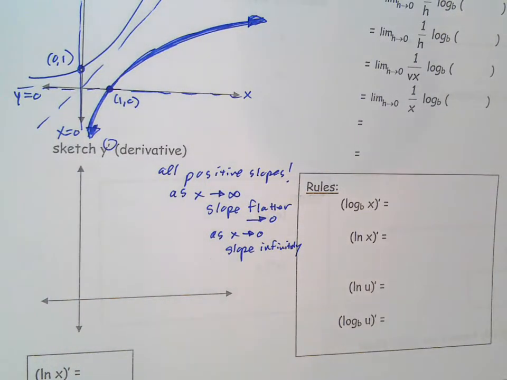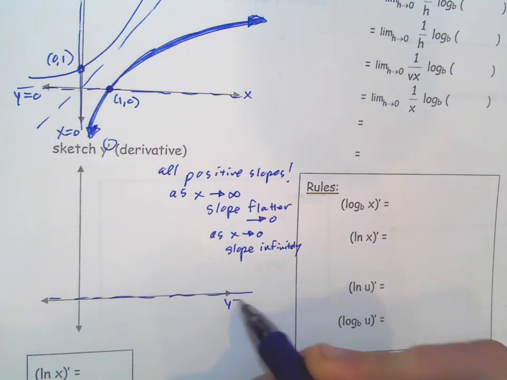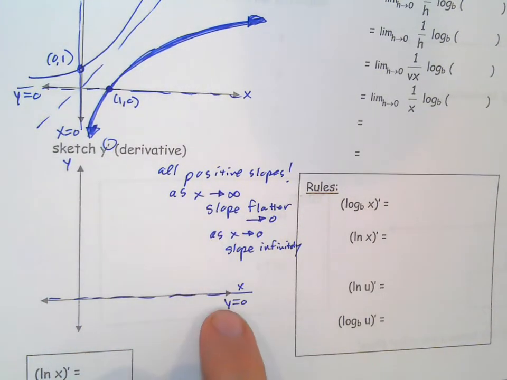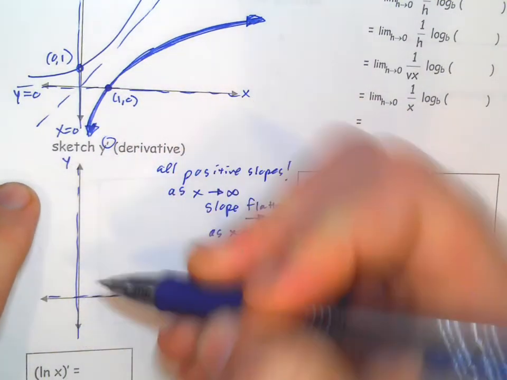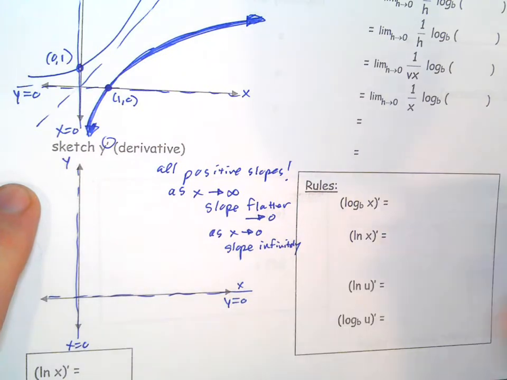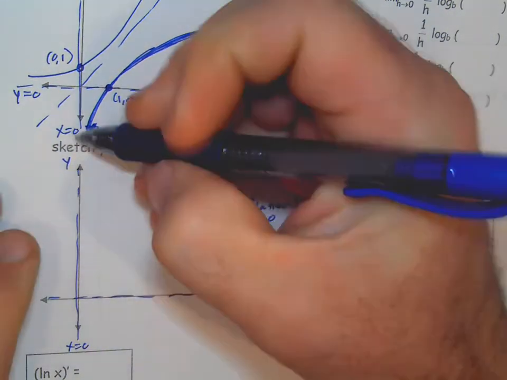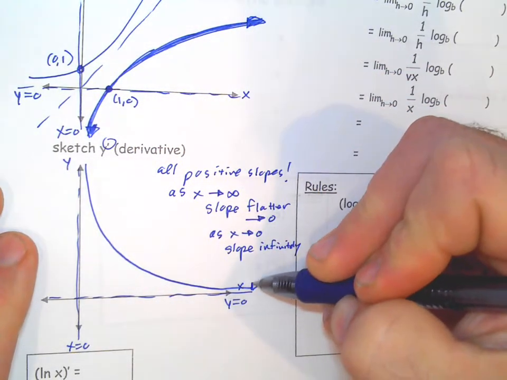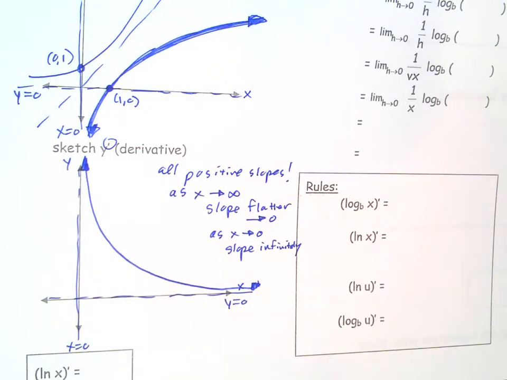So I would say if the slopes are going towards 0, there's probably a horizontal asymptote. The slopes are getting closer and closer to 0. As you get close to 0, it blows up. So probably a vertical asymptote, right? And then in between, they're always positive. So it's getting super steep and it's getting closer and closer to 0. So maybe something roughly like that might be the derivative.